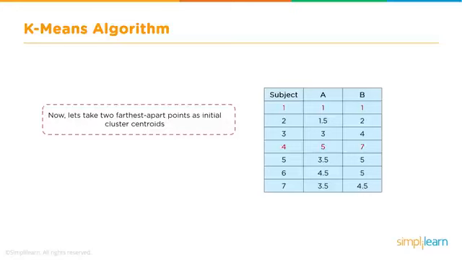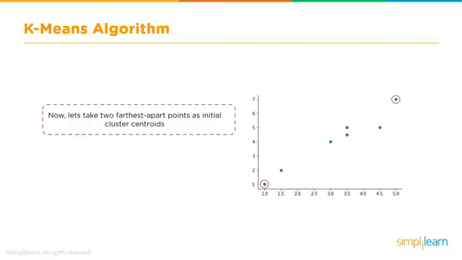Now remember, we talked about selecting them randomly, or we can also just put them in different points and pick the furthest ones apart so they move together. Either one works okay, depending on what kind of data you're working on and what you know about it. So we took the two furthest points, 1 and 1, and 5 and 7. And now let's take the two farthest apart points as initial cluster centroids.